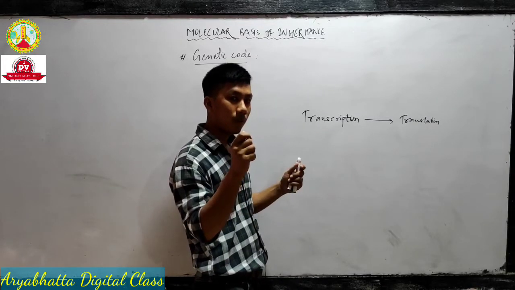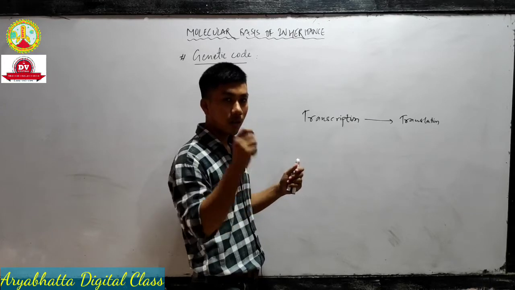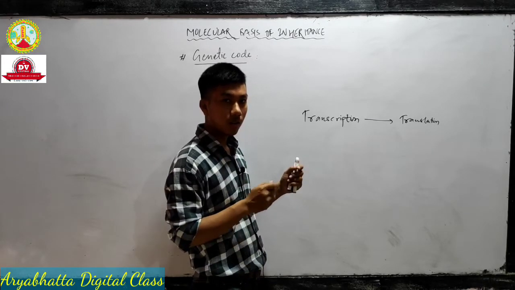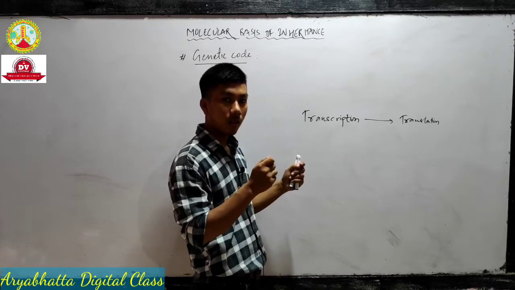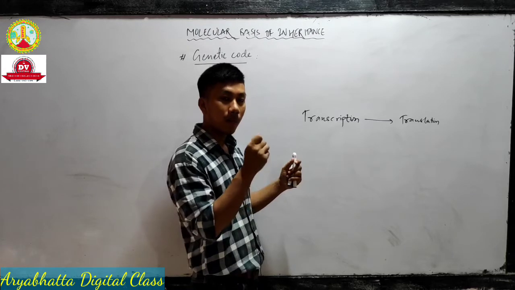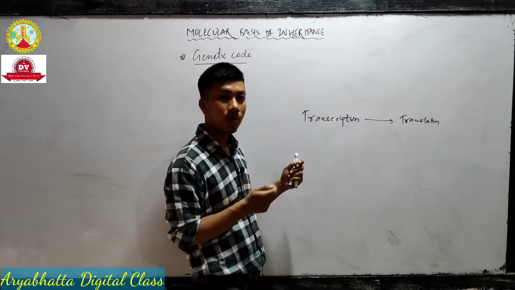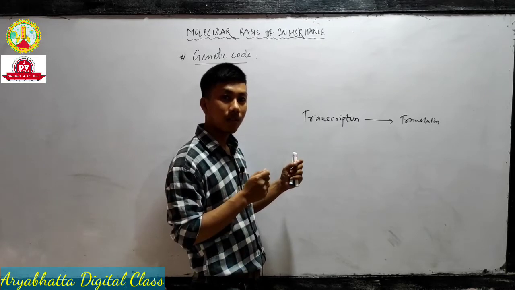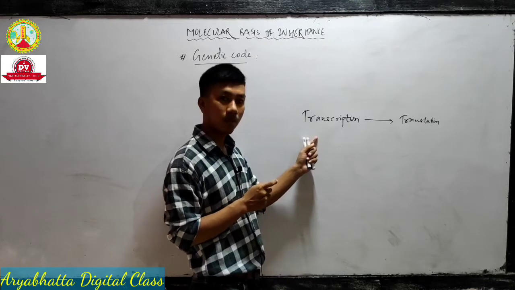For the formation of protein, what things are required? Amino acids are required. Genetic code is required. Genetic code means nitrogenous bases. All these things are required. So first of all, the mRNA has to carry information from the DNA strand. Information means nitrogenous bases. That is the genetic code. Once the mRNA is formed, the process is called transcription.